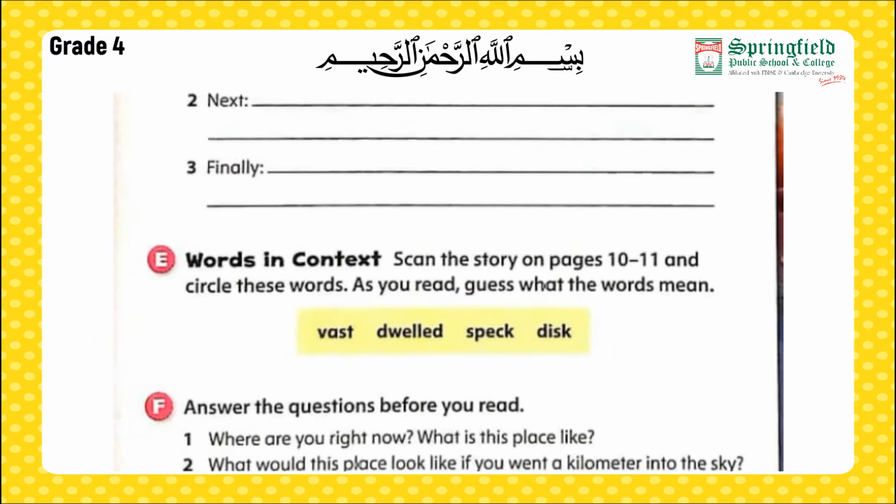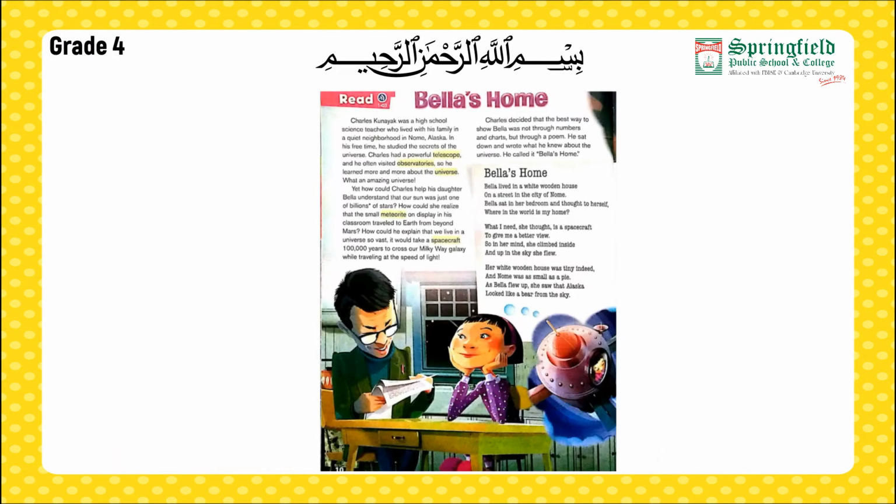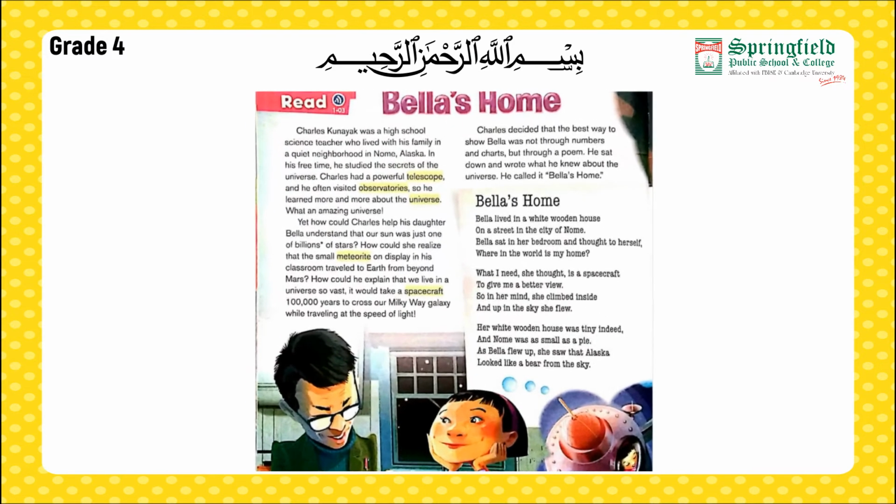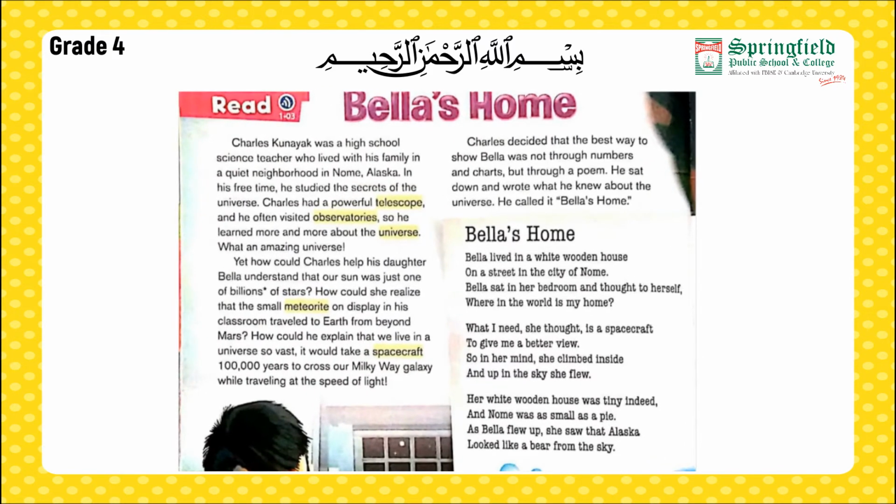So students, here we have got our audio track. Now what you have to do is to listen to this audio very carefully, circle your words in context, and then as you have listened to the audio, you have to read this text your own self in order to improve your pronunciation. Page 10. Read. Bella's home.